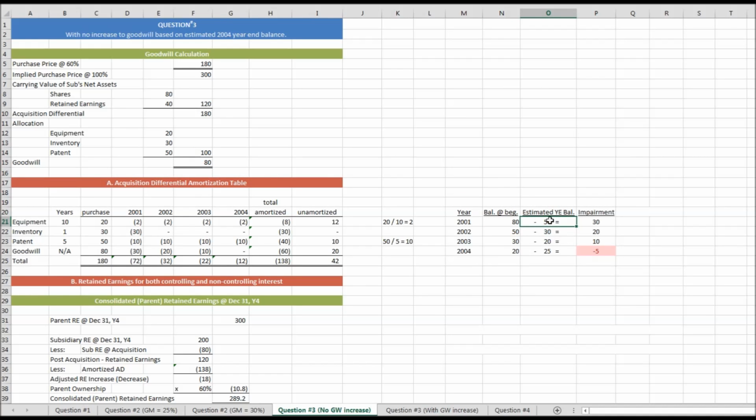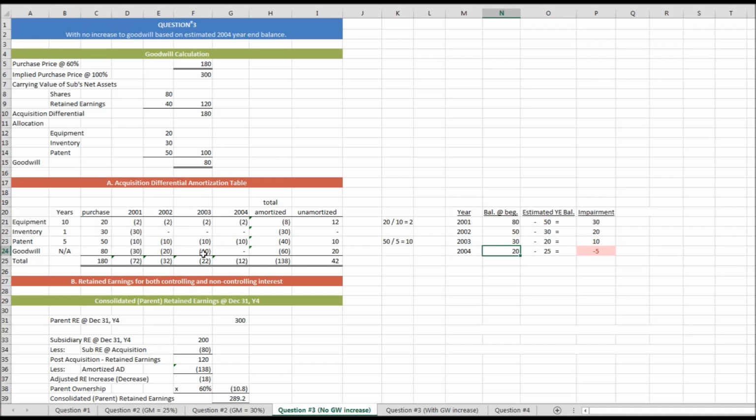And then since we got a year-end balance of 50 as the estimate, anything that happens in between is the impairment. So we got our impairment value over here. And then since this is in 2001, we put that down right there. Simple enough. And we could use this year-end balance as the opening balance the following year, like that. And it just sort of follows suit.